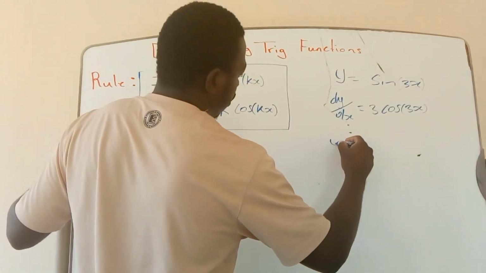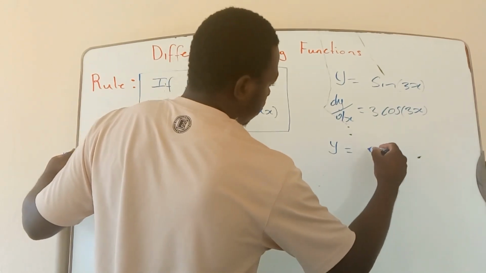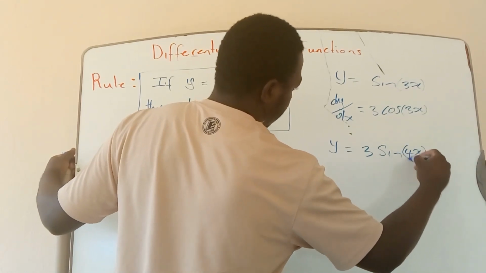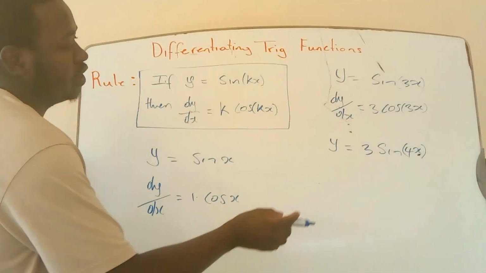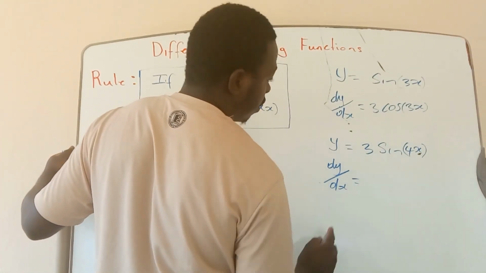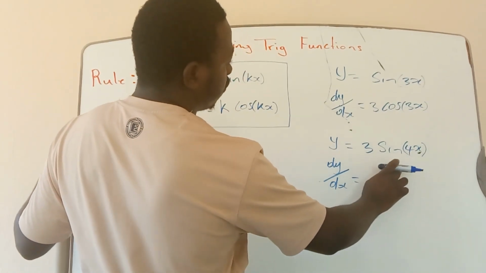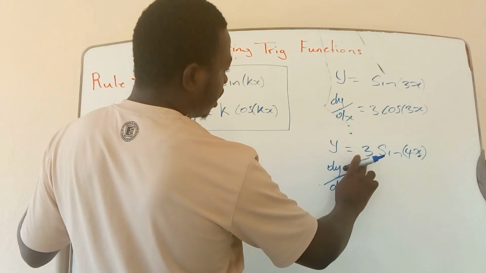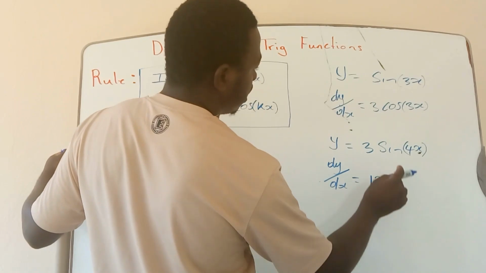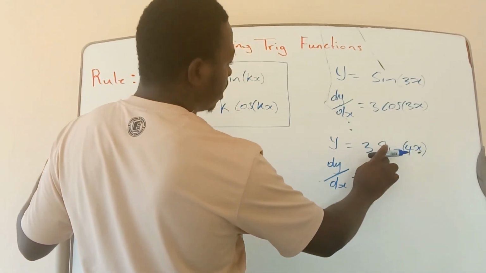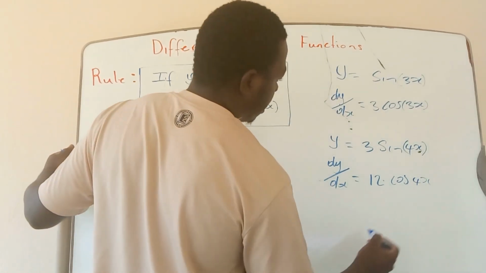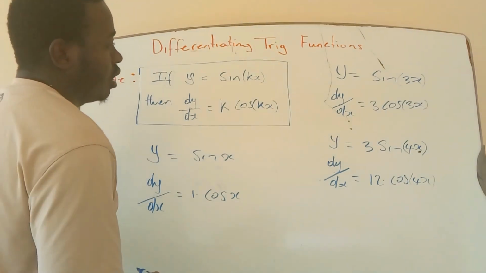Let's say that you have y is equal to 3 sine 4x, right? And you want to differentiate this, then dy by dx is equal to, differentiate 4x, that gives you 4. Take that 4 to multiply 3, so it is 4 times 3, that gives you 12, times the differential of sine 4x. When you differentiate sine 4x, that gives you cos 4x. And that's it. And then let's look at another one.